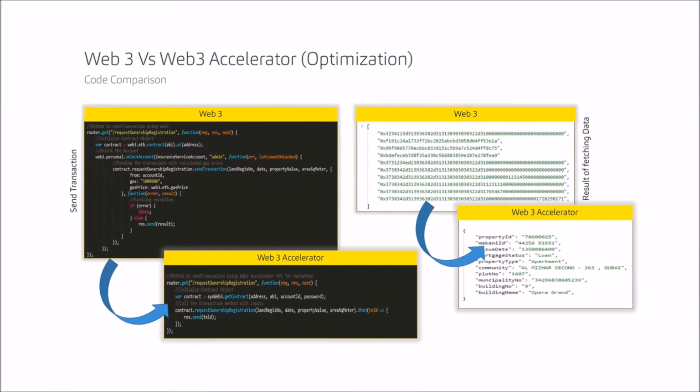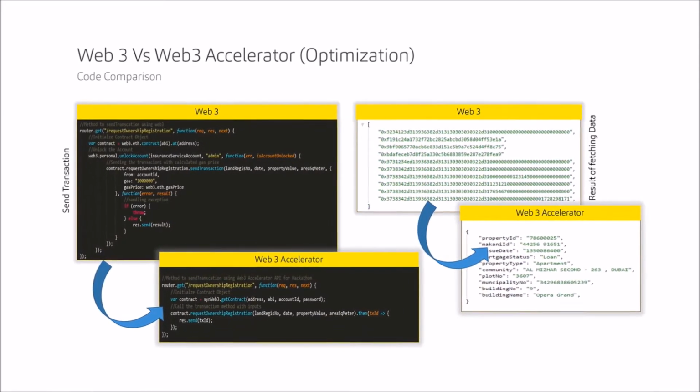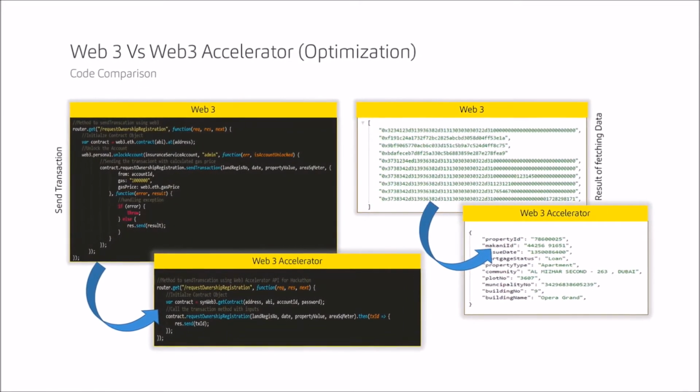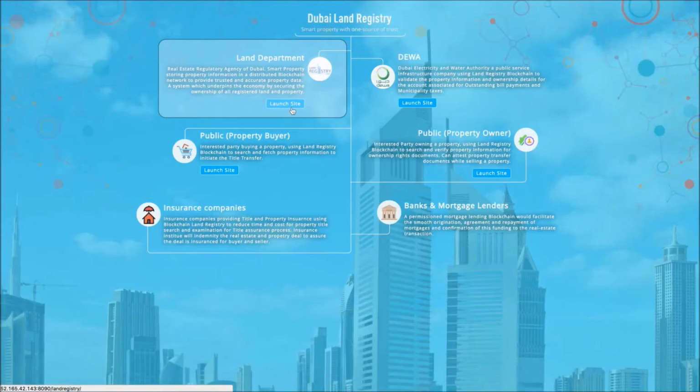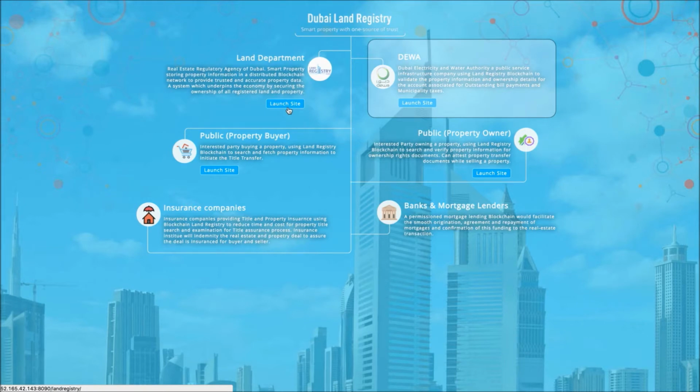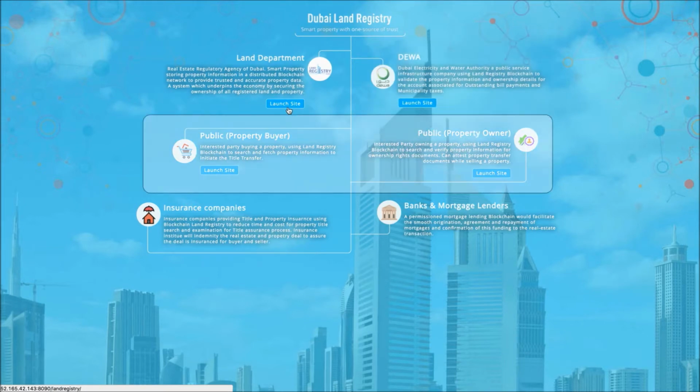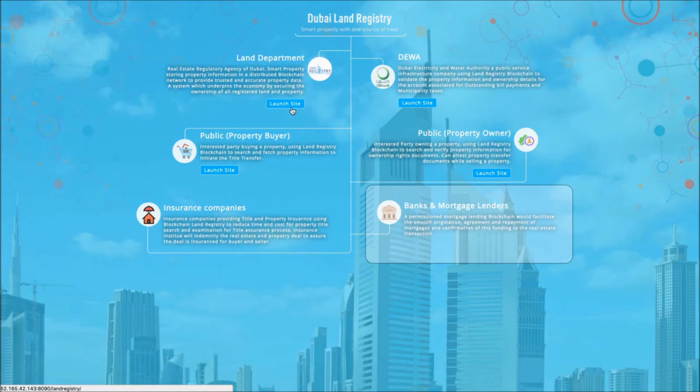And the idea around this concept is to develop four nodes for government and non-government entities. Node one is for the Land Department. Node two is for Dubai Electricity and Water Authority. And nodes three and four are for public real estate property buying and selling.